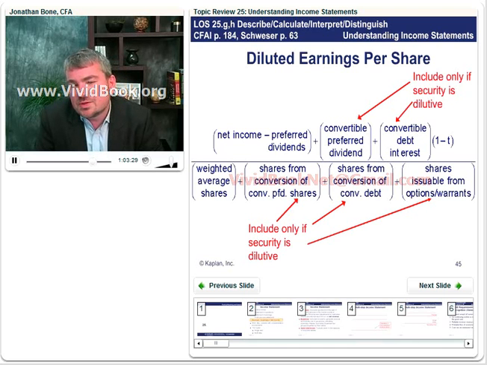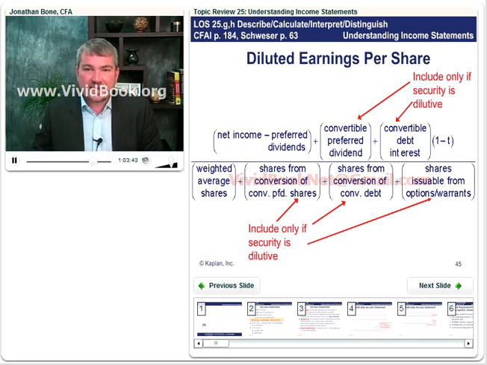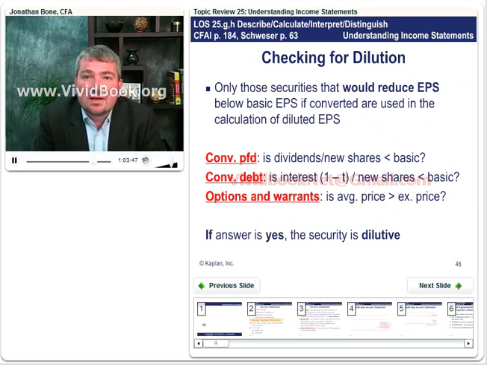Employee stock options and warrants have no impact on our numerator and only an impact on our denominator. And again, we would only include these if they're dilutive, and we're going to talk about how to spot this one at a time. So let's move in and talk about this idea of checking for dilution. We've already mentioned that a security is dilutive if it would cause earnings per share to fall in the current period. In order to identify that, we're going to compare it to basic EPS.